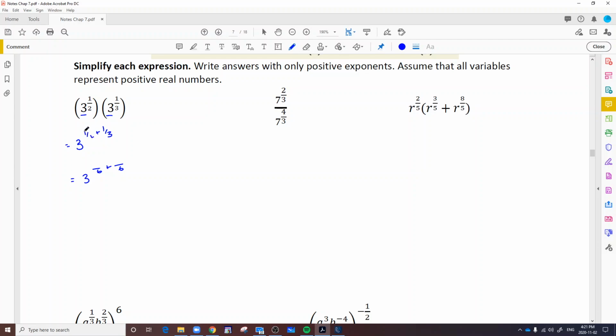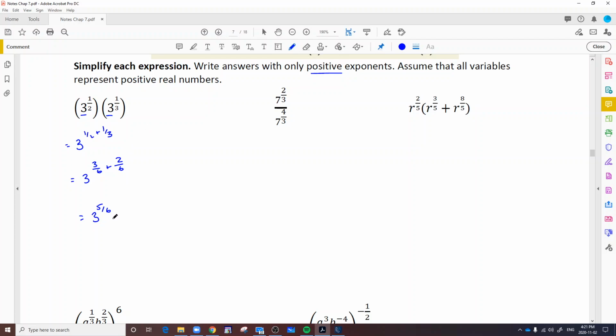You have to multiply this fraction by 3 over 3, so you get 3 over 6, which is equivalent to 1/2, and then you have to multiply this one by 2 over 2 to get 2 over 6. So this would be 3 to the 5/6. Then you always want to make sure what they ask you to do. So it says simplify each expression, write answers with only positive exponents, assume that all variables represent positive real numbers. So this can be my final answer.